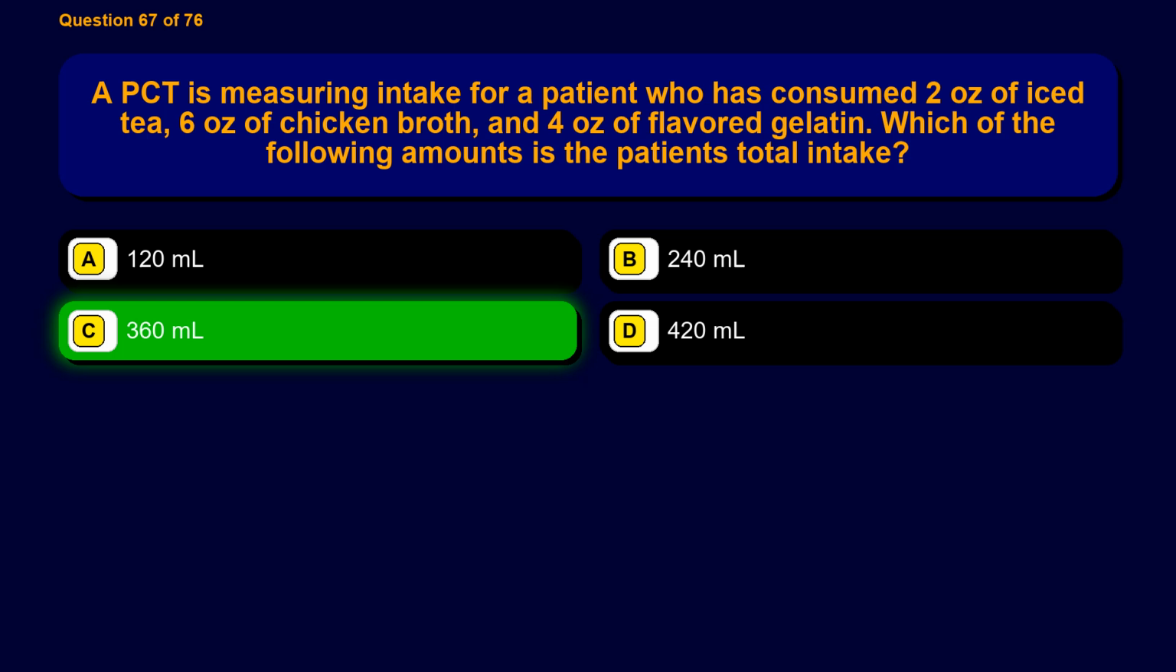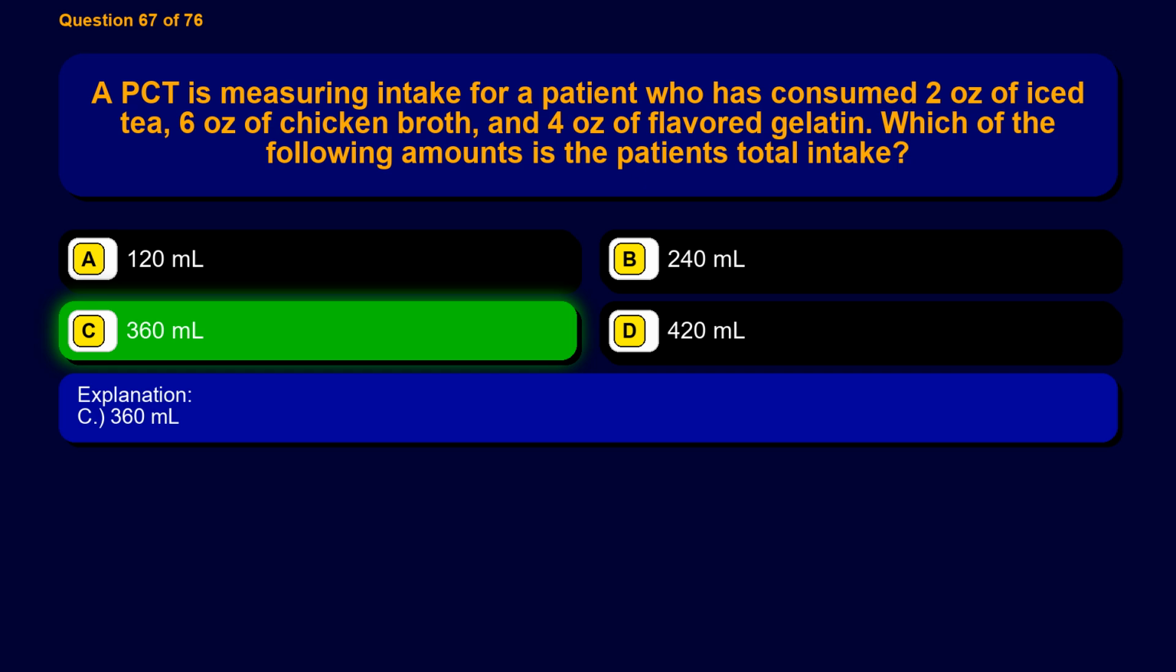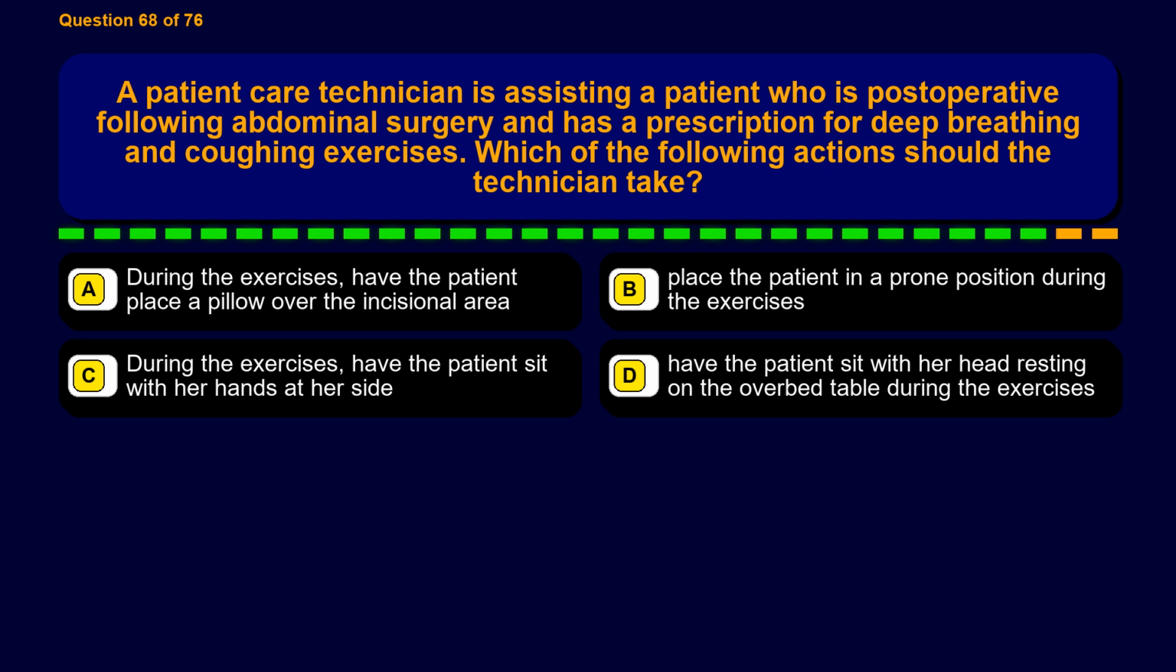The correct answer is option C, 360 ml. Question 68. A patient care technician is assisting a patient who is postoperative following abdominal surgery and has a prescription for deep breathing and coughing exercises. Which of the following actions should the technician take?